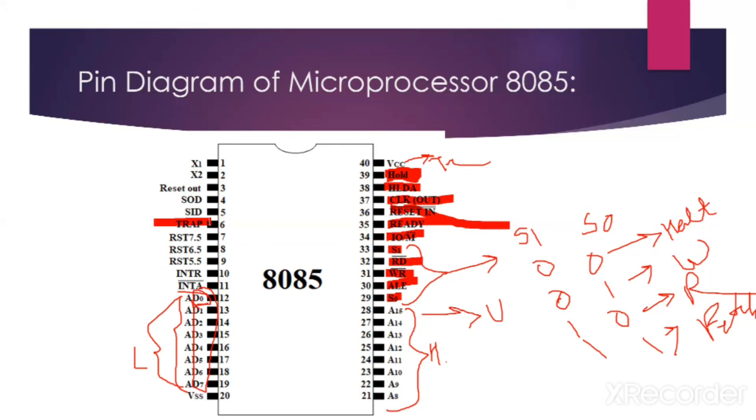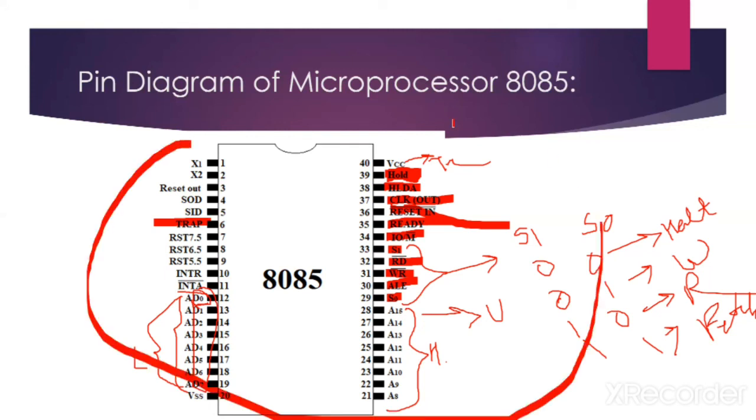Next are X1 and X2. X1 and X2 are connected to an external crystal or an RC network, which drives the internal circuitry of the microprocessor. It produces a suitable clock for the operation of the microprocessor. The frequency is internally divided by 2. Therefore, the crystal should operate at twice the operating frequency. Now, this is the pin diagram of microprocessor 8085.